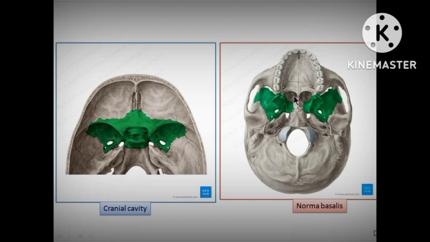In the view from the norma basalis, this structure is the medial pterygoid plate and this one is the lateral pterygoid plate. We can see that the medial pterygoid plate, when it moves upwards, divides into two parts to enclose a fossa which is called the scaphoid fossa. And it also bears a projection here. This projection is called the pterygoid hamulus. And this part is the greater wing of the sphenoid. This is the infratemporal crest of the greater wing of sphenoid.